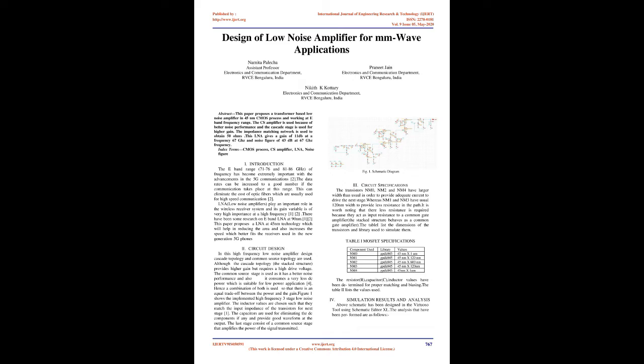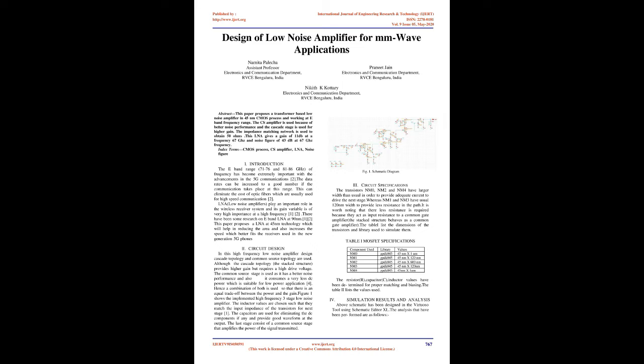Introduction. The E-band range, 71 to 76 and 81 to 86 GHz, of frequency has become extremely important with the advancements in 5G communications too. The data rates can be increased to a good number if the communication takes place at this range. This can eliminate the cost of optic fibers, which are usually used for high-speed communication too.